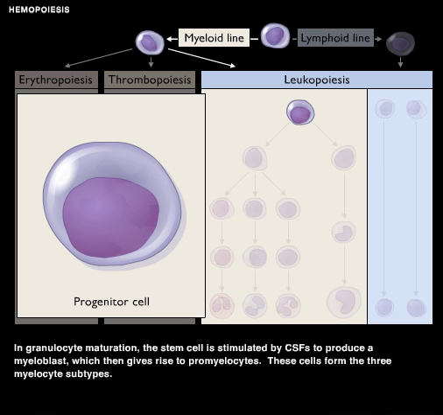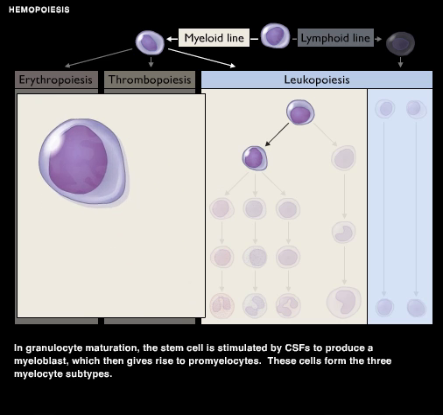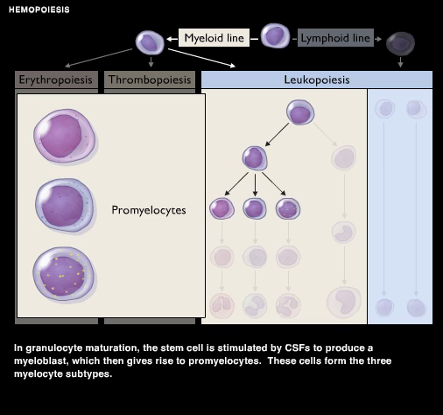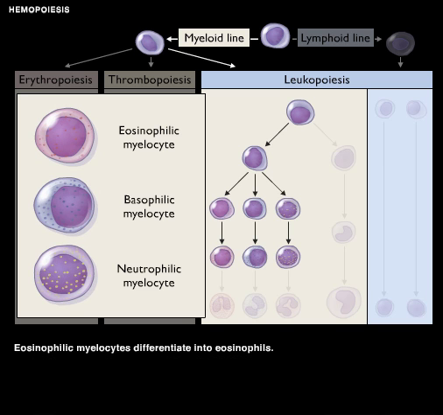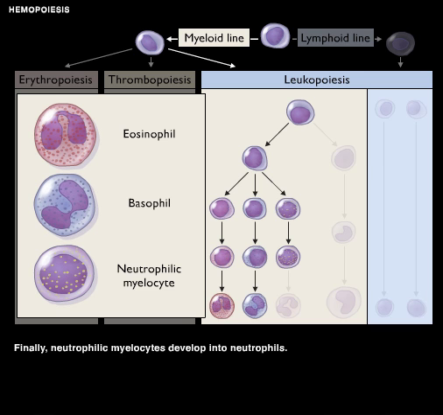In granulocyte maturation, the stem cell is stimulated by CSFs to produce a myeloblast, which then gives rise to promyelocytes. These cells form the three myelocyte subtypes. Eosinophilic myelocytes differentiate into eosinophils. Basophilic myelocytes differentiate into basophils. Finally, neutrophilic myelocytes develop into neutrophils.